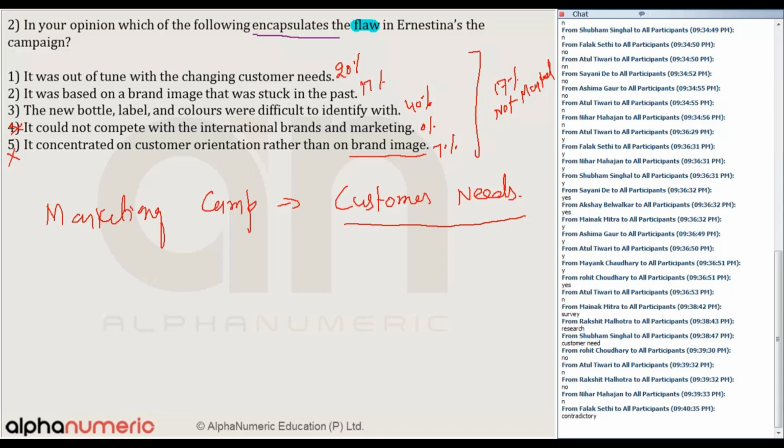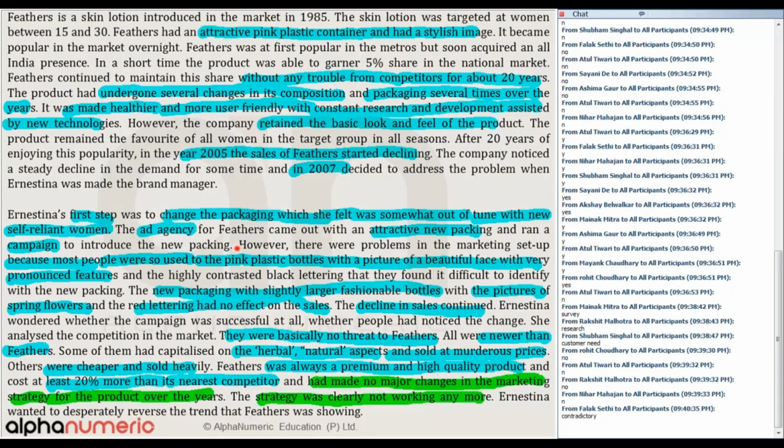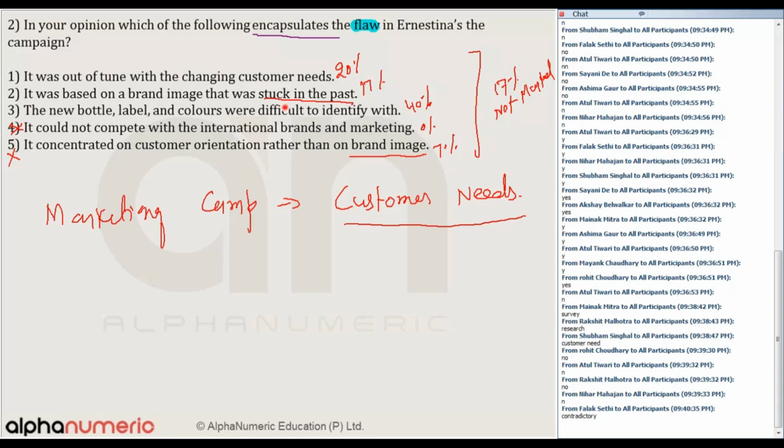I think no, it was based on the brand image that was stuck in the past. No, they had actually tried to change the image. Yes or no? All the changes have been made in the campaign. If you look at it, the ad agency for feathers comes out with an attractive new packaging and ran a campaign to introduce the new packaging. So you can't say that it was based on the brand image that was stuck in the past. They are planning to give a new image this year, but that has been contacted. So the answer can't be option number 2.